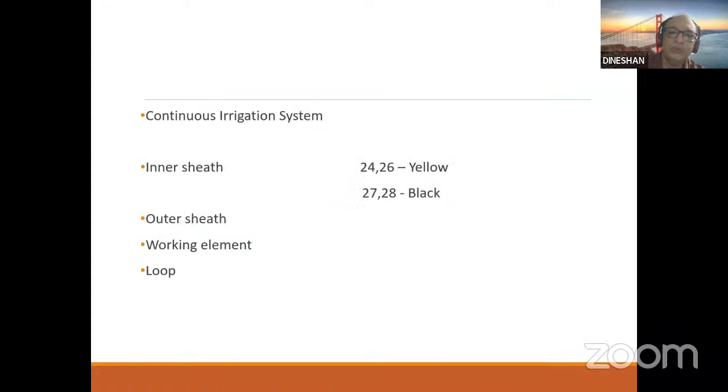And coming to the continuous irrigation system, you have an inner sheath and an outer sheath, the working element and loop. These are the basic components, and the accessory, the high frequency cords and other things. So I will take each one. And the standard sheaths of the resectoscopes are 24 French, 26, 27 and 28. These are all color coded with yellow and black, as you see here.